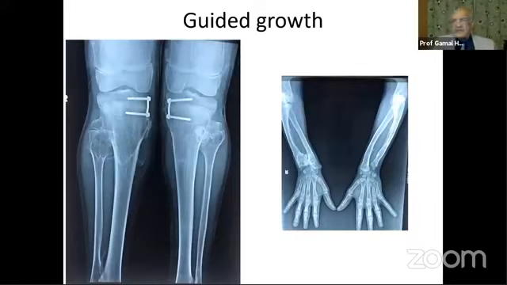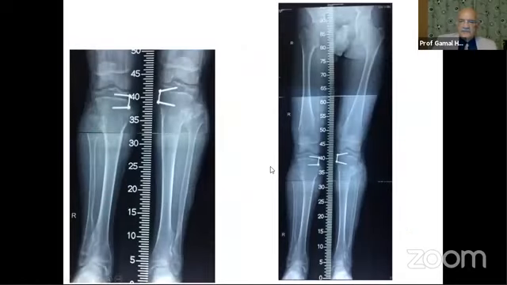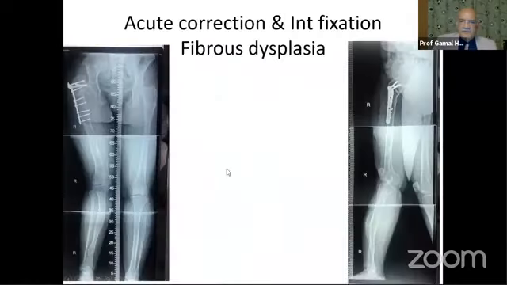And this is an example of guided growth alone in the case of multiple exostosis. We have valgus deformity on both sides, and you see the guided growth on both sides. Simple operation. You can use acute correction and internal fixation. This is the case of fibrous dysplasia.